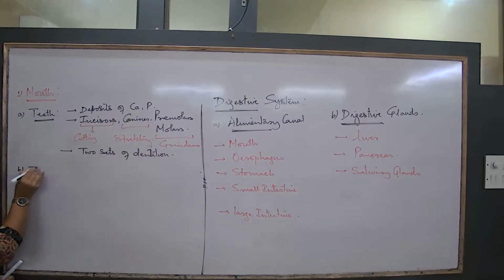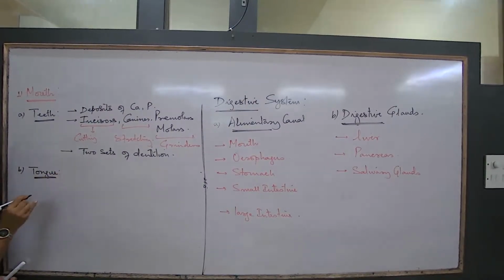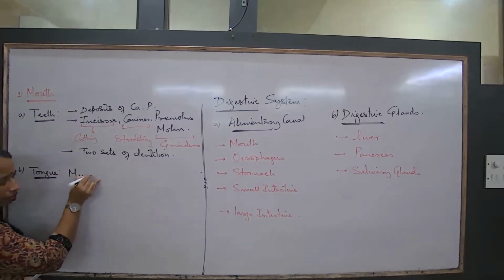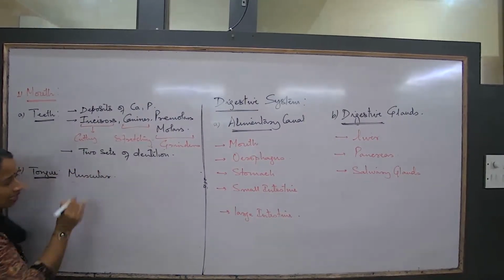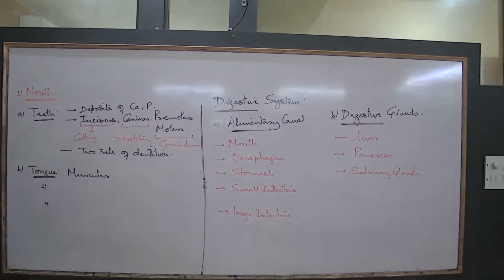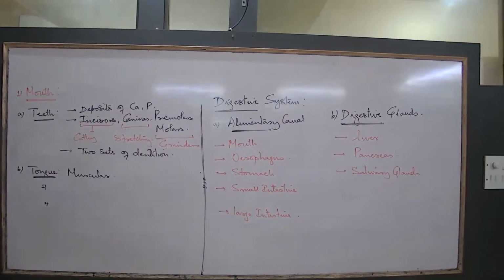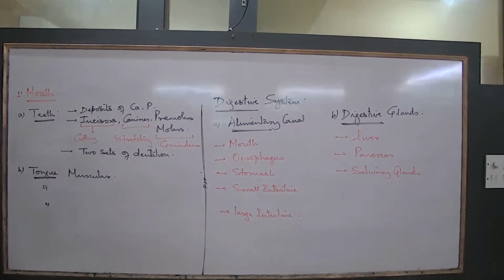Now next is talking about the tongue. Can you tell me what the tongue is made up of? It is muscular. This is a muscular structure. What can be the functions of the tongue? Can you tell me two functions of the tongue related to digestion or the digestive system?